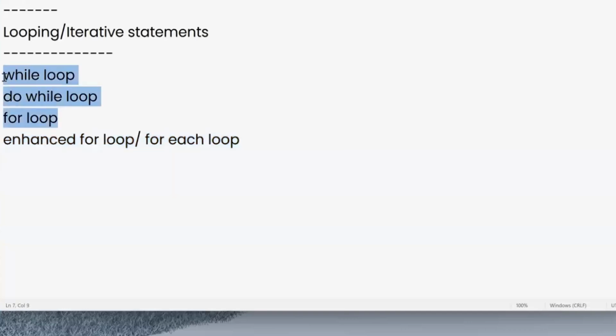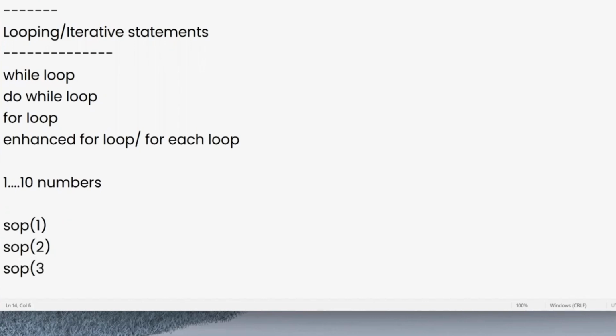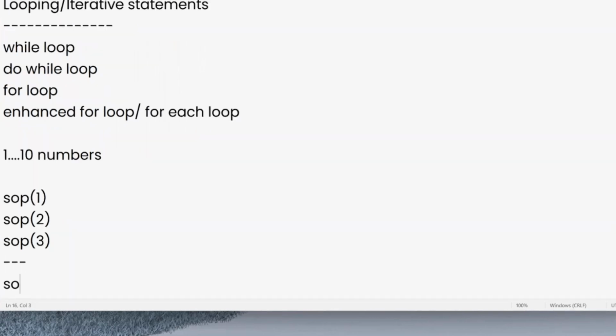Today we are going to discuss 3 different loops: while loop, do while loop, and for loop. First of all, what is the use of a loop? Why do we need to use looping statements? Let me give you a simple example. Suppose through a program, I want to print numbers 1 to 10. Normally how will we write? You have to write 10 print statements: System.out.println 1, then System.out.println 2, then System.out.println 3, and so on up to System.out.println 10.